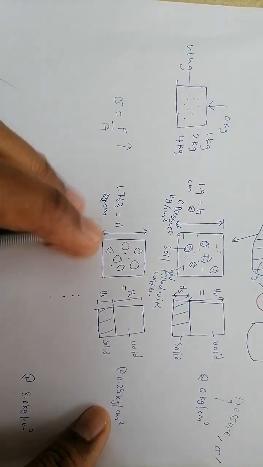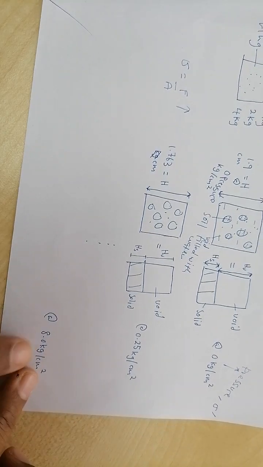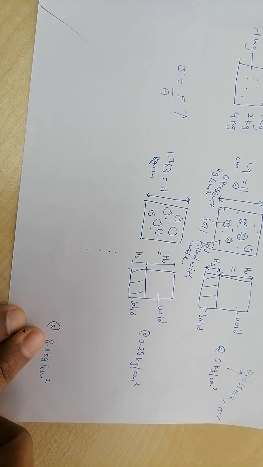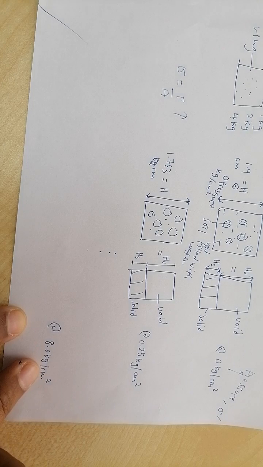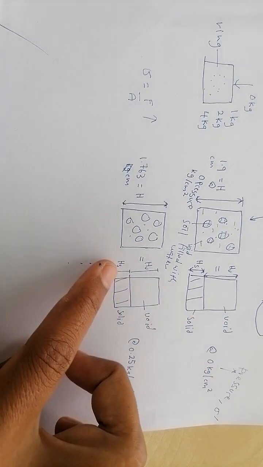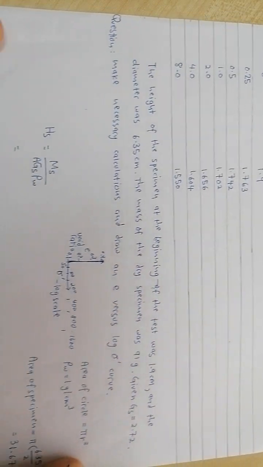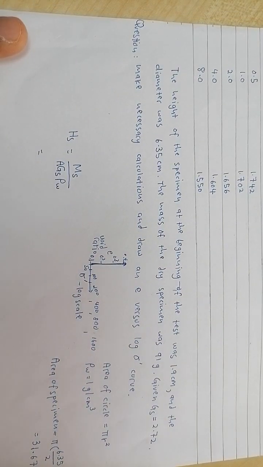And it's the same thing until the pressure given in the table, which is 8.0 kilogram per centimeter square. So the explanation is the same. I hope you're clear so far with my explanation.